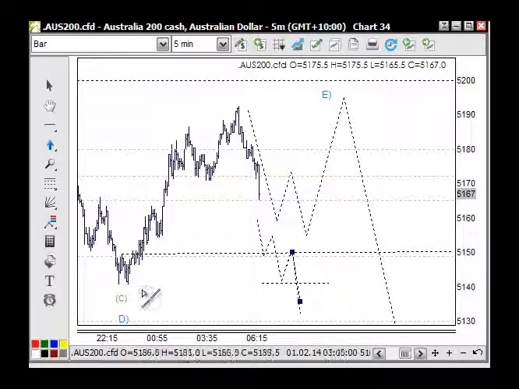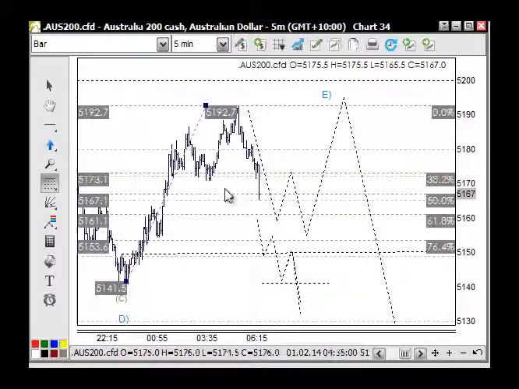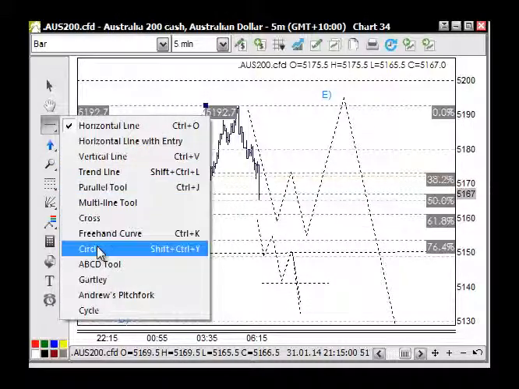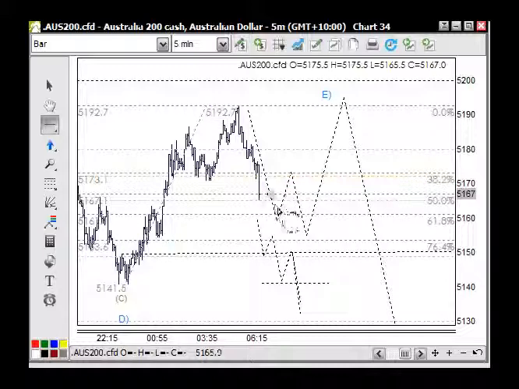There may be the 3 waves in here, but just at first glance, it does appear to be 1, 2, 3, 4, and 5, an impulse wave. So we'll look for an A and a B and a C, pulling back to the 61.8 retracement level, which will be just in through here. So that would be the support there.